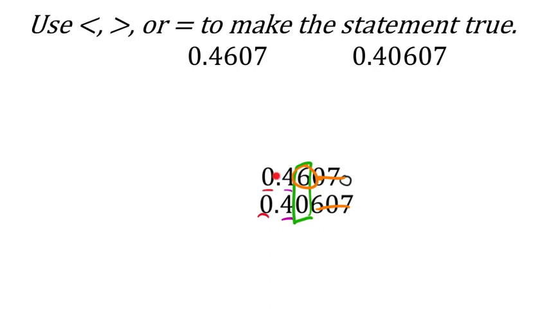So that came from 0.4607, which is this number. It's bigger, which means it needs to be eating that value. So this would be 4,607 ten-thousandths is greater than 40,607 hundred-thousandths statement. There we go. But it's definitely bigger.